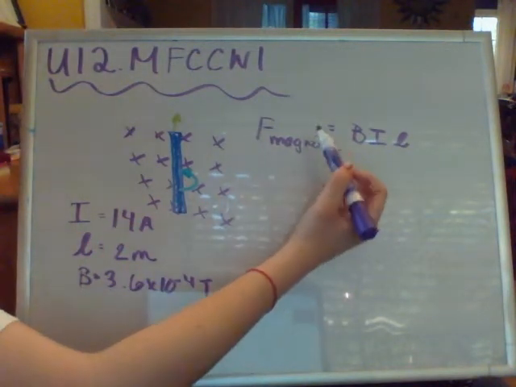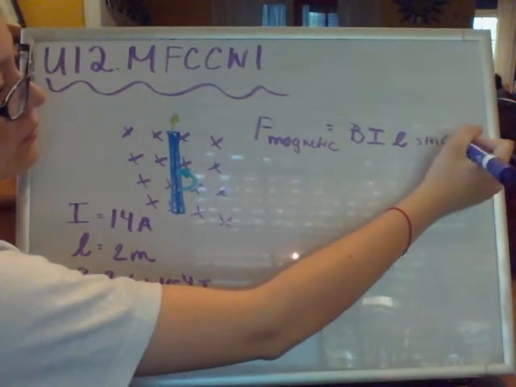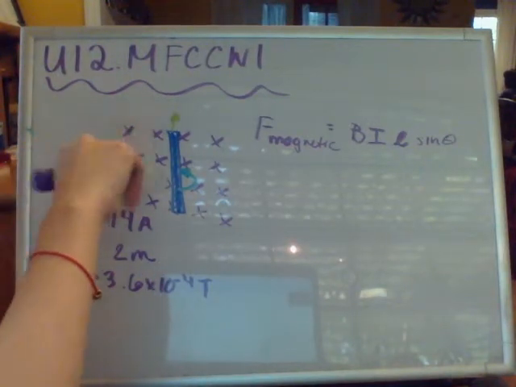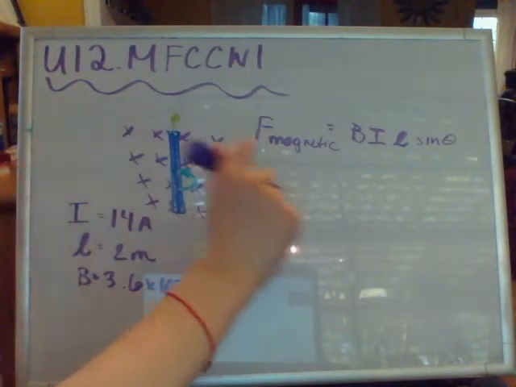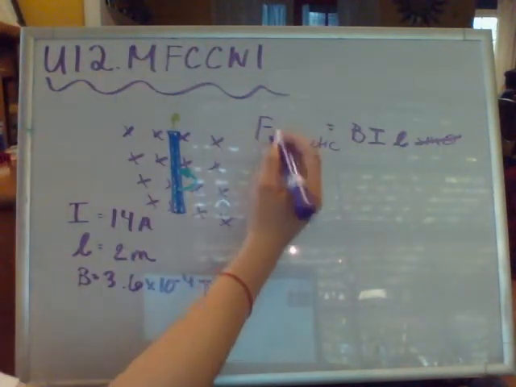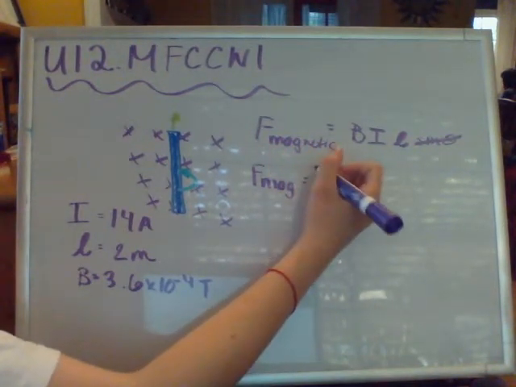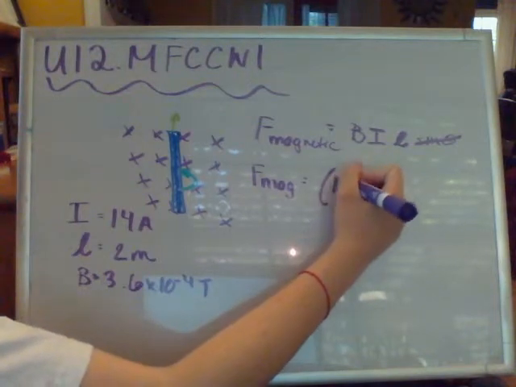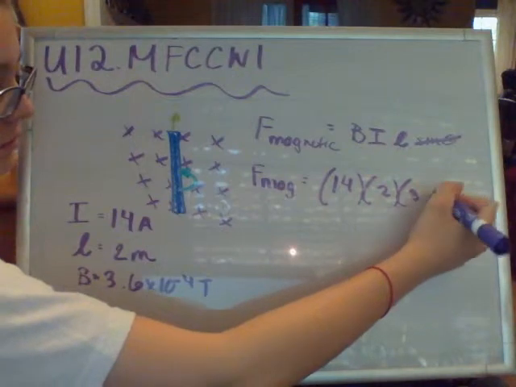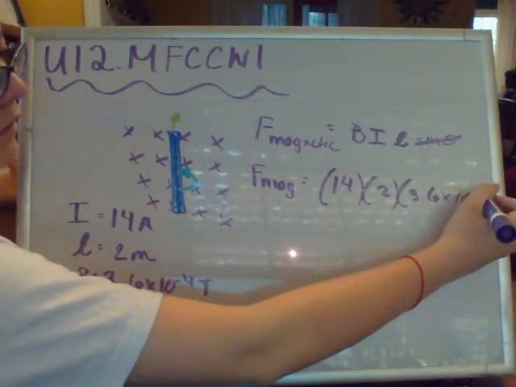So usually this equation would have a sine theta, so we can insert that. But since the wire is at a 90-degree angle to the magnetic field, our sine theta cancels out because sine of 90 degrees is 1. So now we have F magnetic equals 14 times 2 times 3.6 times 10 to the negative 4.